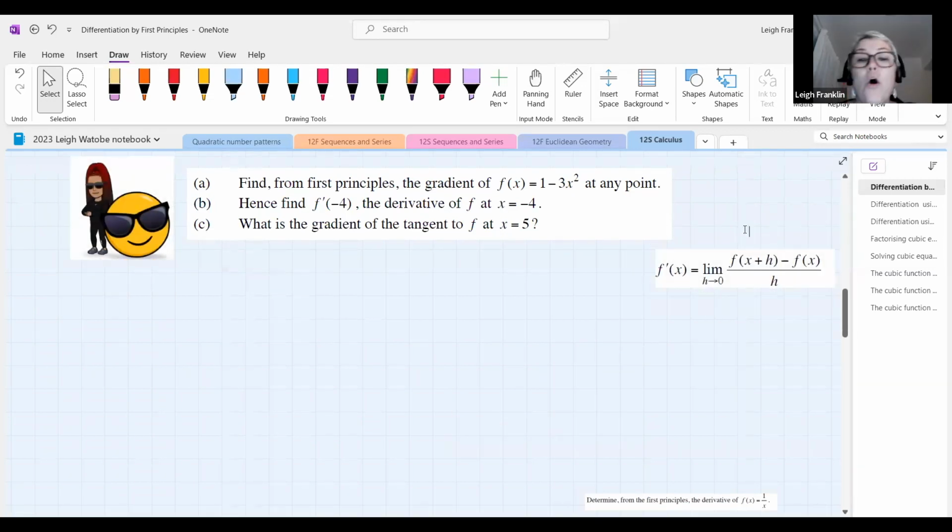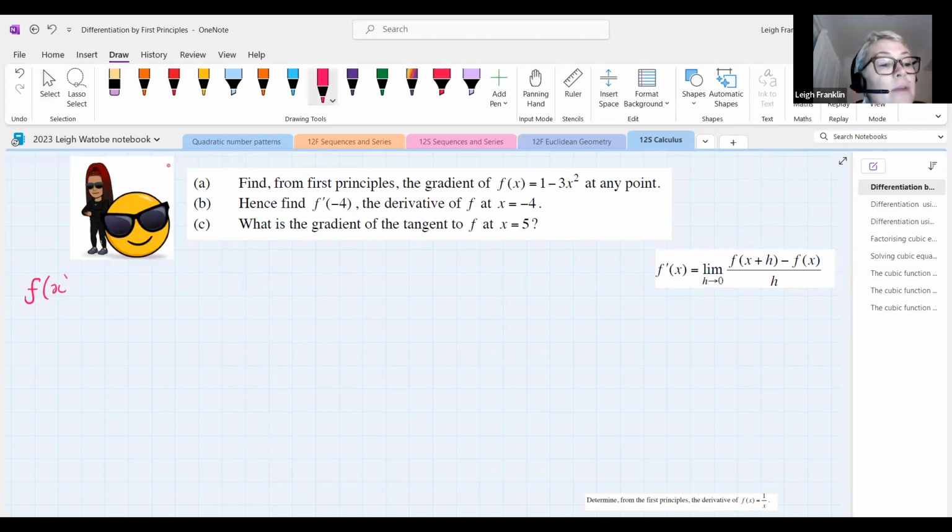Okay, write down what f of x is. So on the side, you're going to write down f of x in this particular question is 1 minus 3x squared. Then write down what f of x plus h is. What this means is that you are replacing the x with x plus h. So we would end up with 1 minus 3, and in place of our x, we would write x plus h, and then we would square it.